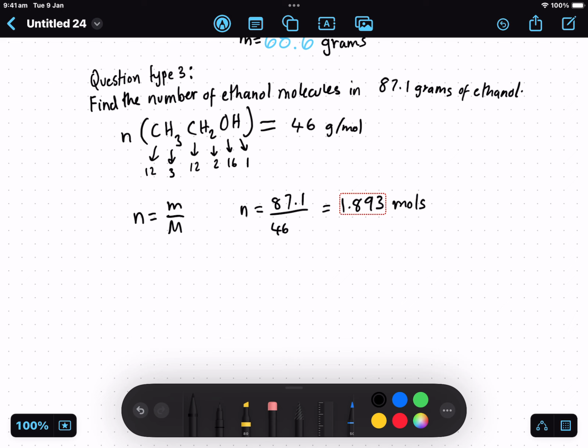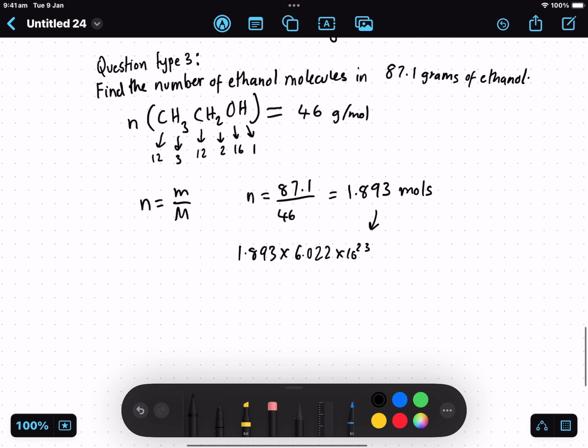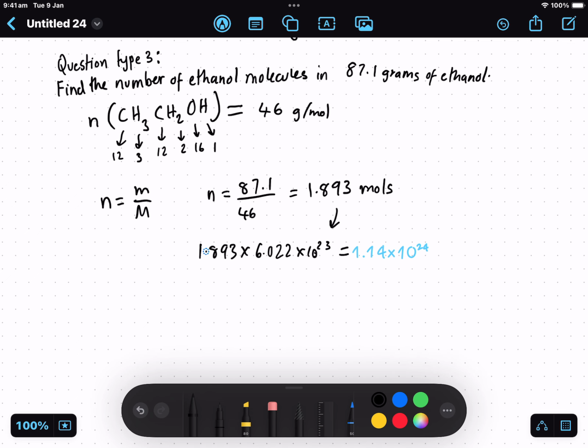Now we have to find the number of ethanol molecules. So we have to convert this into molecules. So 1.893 times 6.022 times 10 to the power 23. Our answer should give us 1.14 times 10 to the power 24. That's your final answer, and don't forget your unit, which is molecules.